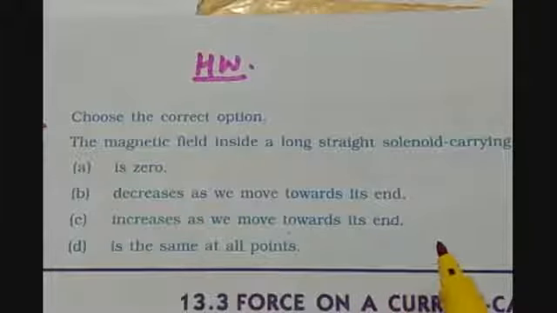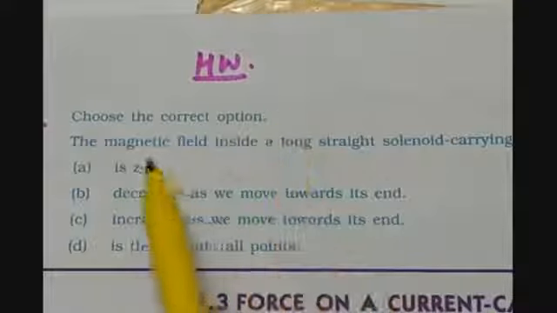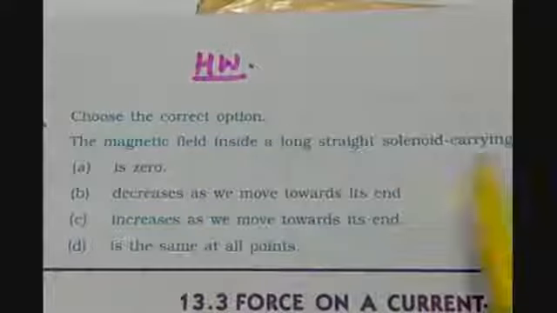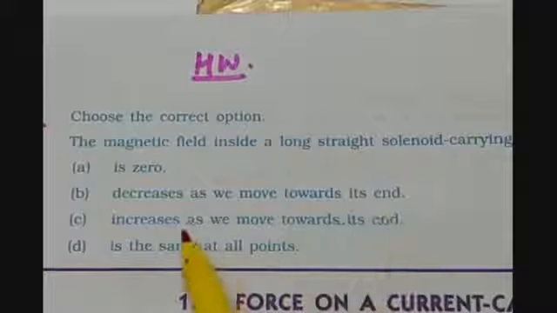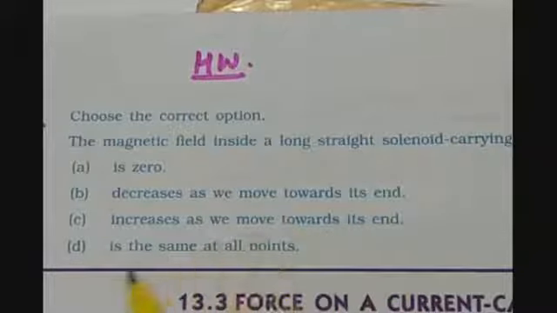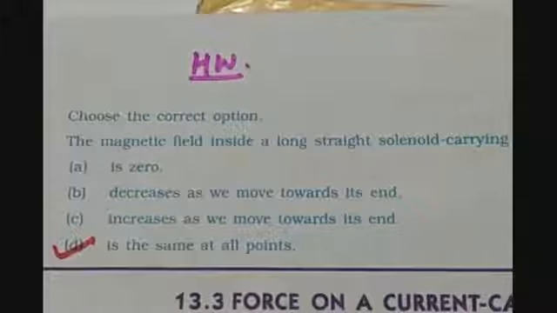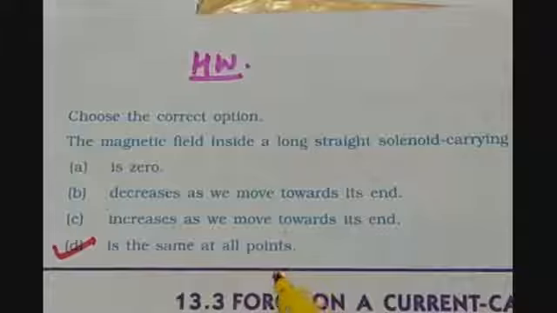In lecture number 4, you were having one of the questions. That first question was, choose the correct option. The magnetic field inside a long straight solenoid carrying current is: zero, decreased as we move towards its ends, increases as we move towards its end, or is the same at all the points. So option D is the correct answer, because inside a solenoid the magnetic field is almost uniform. So it is same at all the points. And why it is uniform, that we have understood.